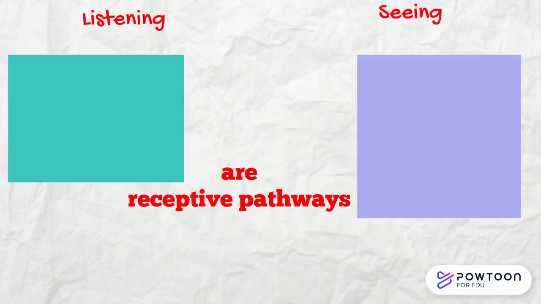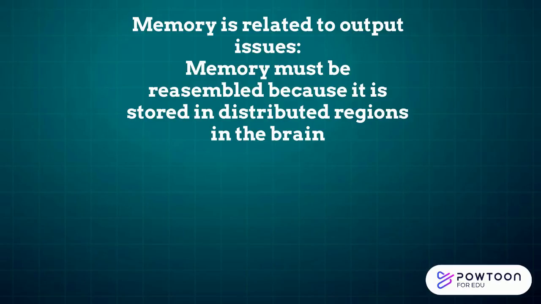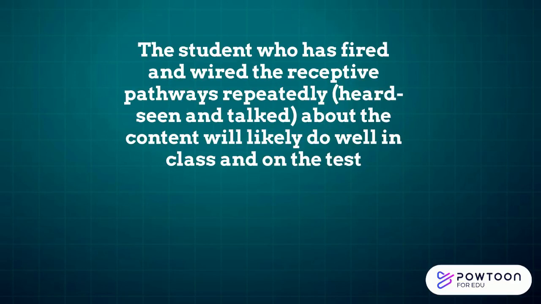Memory is related to output issues. Memory must be reassembled, or taken apart, because it's stored in distributed regions in the brain. The students who have fired and wired receptive pathways, who heard, saw, and talked about the content, will likely do better in the test and in the class.